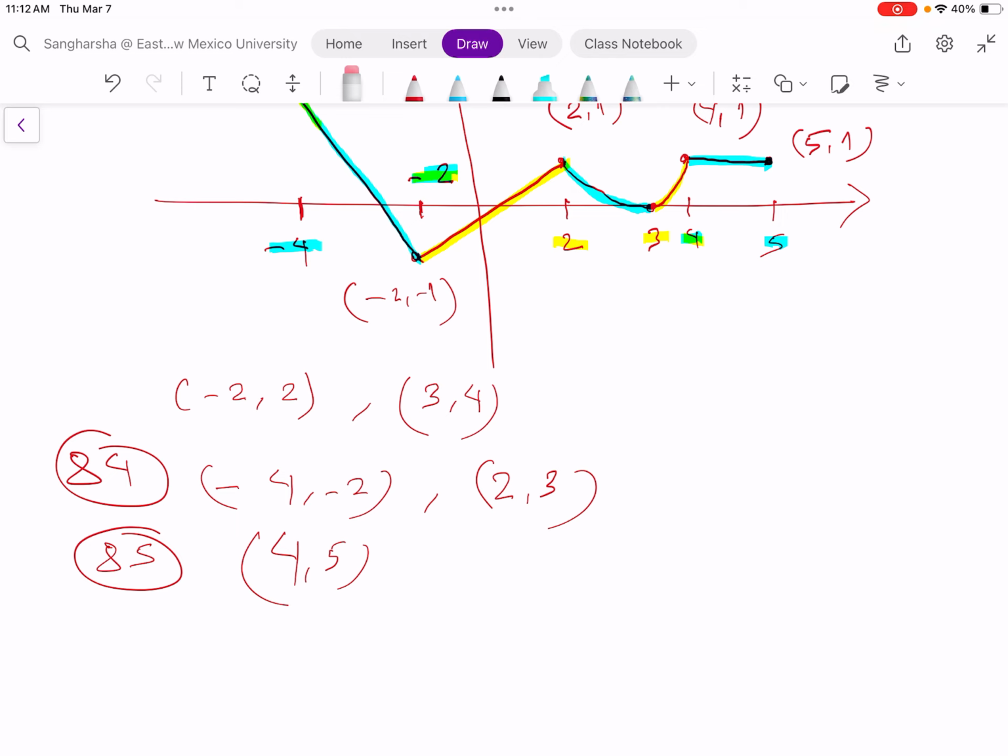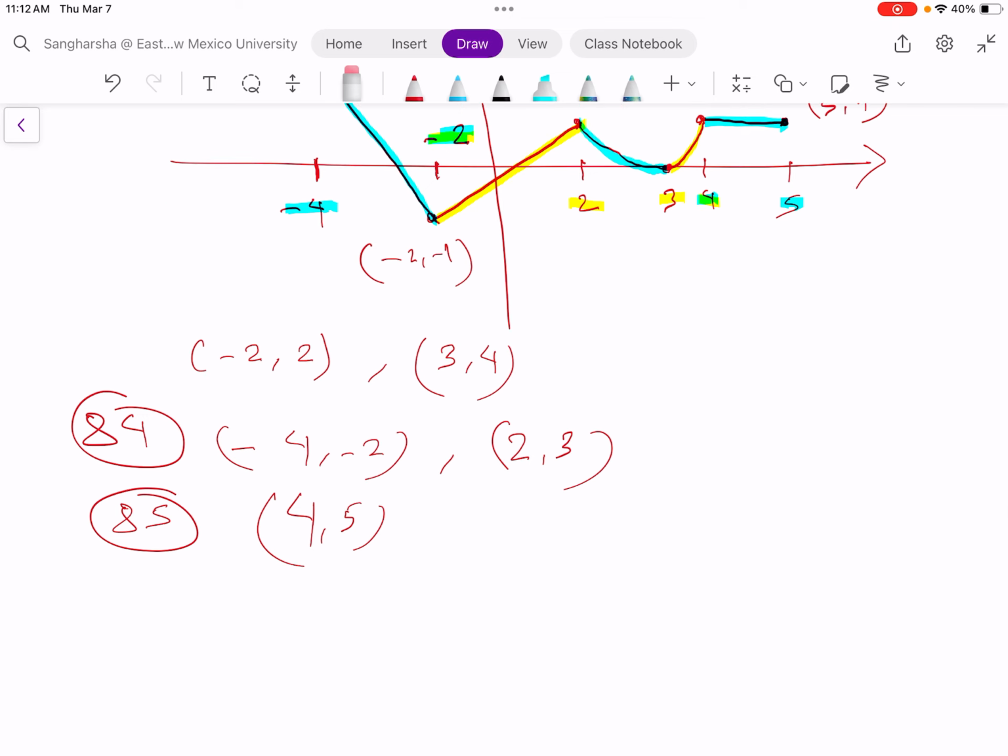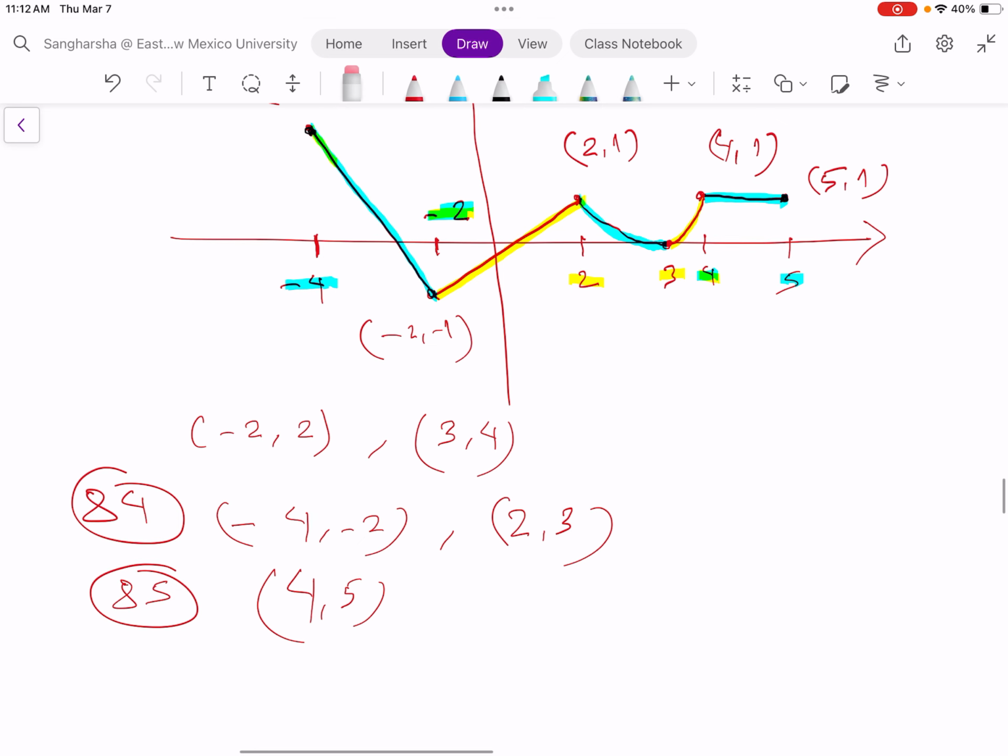Now here you can use brackets or parentheses for writing the intervals. It really doesn't matter. If you have a bracket, it means you are including this -2 and +2, right?